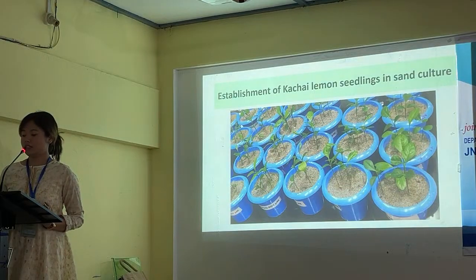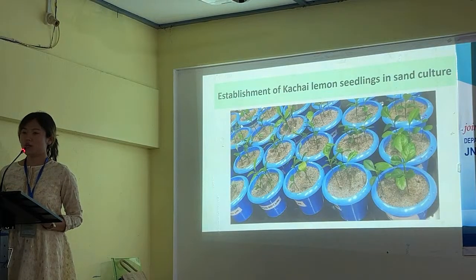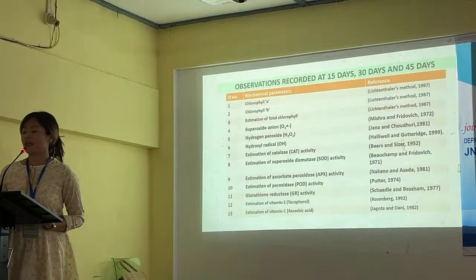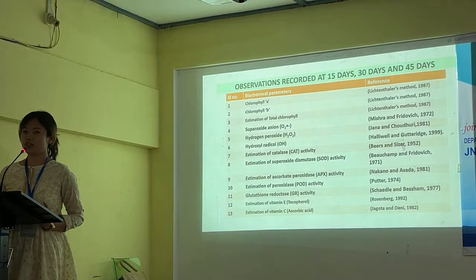After it reached the transplantable stage, I transplanted into the same prepared media which I washed before. Then I watered with Hoagland nutrient solution until it was properly established, nearly about 1 month. After complete establishment, I started the treatment by supplementing the Hoagland nutrient solution with different concentration levels of polyethylene glycol, and I observed the analysis at different time intervals: 15, 30, and 45 days. And these are the biochemical parameters which I'm going to talk about. On the right side, these are the references which I followed during this analysis.